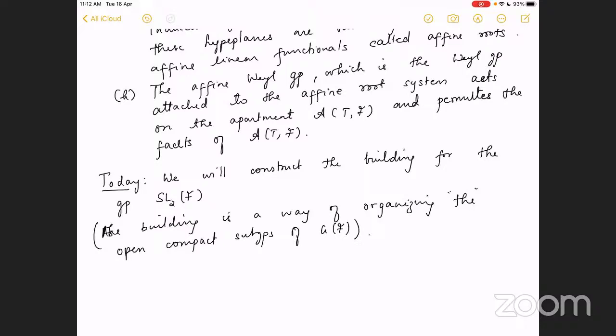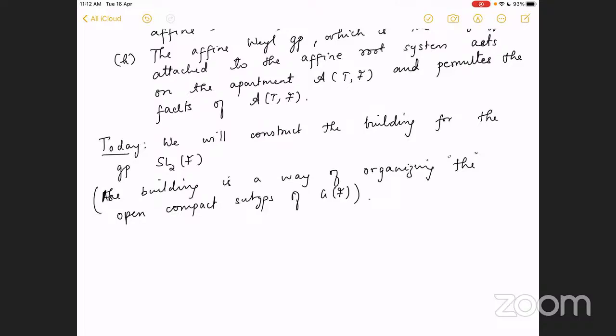Okay, so I will construct the building for SL2F today, and I am following Kalita Prasad for this particular talk. The way this building will be constructed is suggestive of the general construction. The general construction will also be done in this manner, but of course the various steps will undergo changes depending on the group. It will be more complicated. But for SL2F, we'll be able to do everything explicitly, and I'll do that today.